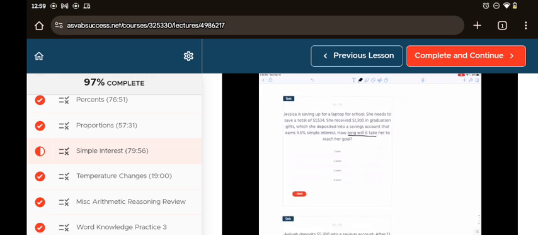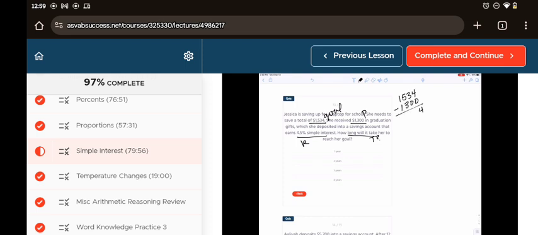But it tells us what she's going to deposit. 1,300 is the principal. And it tells us the rate. Okay, so what does she need to earn? Well, we take her goal and subtract what she already has to figure out how much interest she needs to earn. So 4 minus 0 is 4, 3 minus 0 is 3, 5 minus 3 is 2, and 1 minus 1 is 0. So she needs to earn $234 in interest.